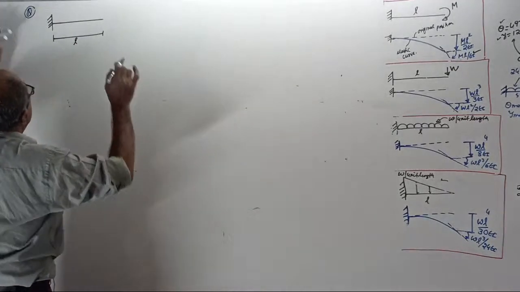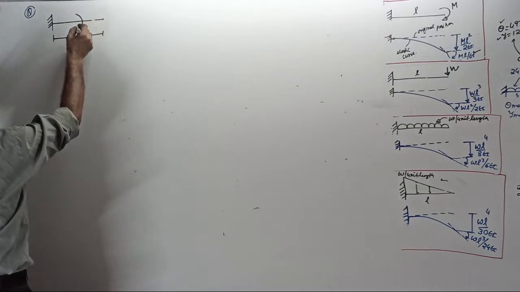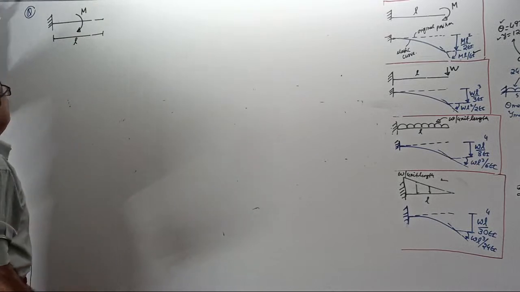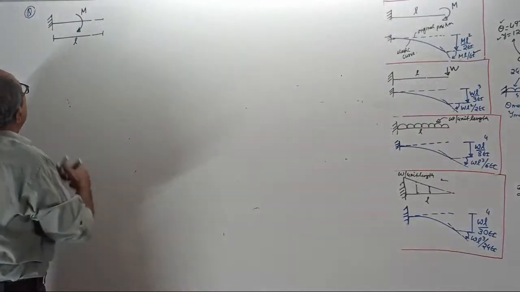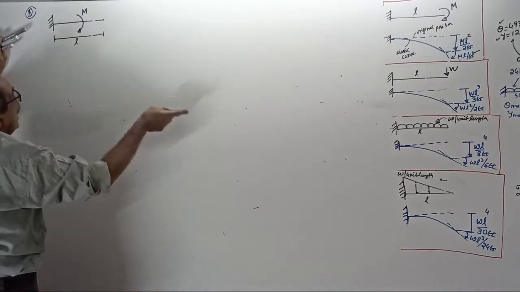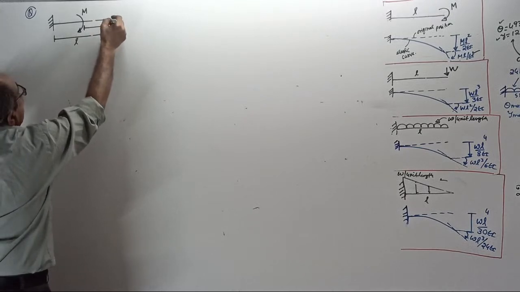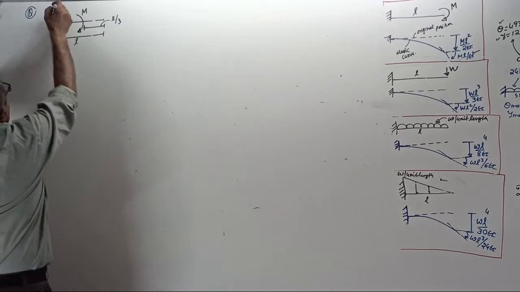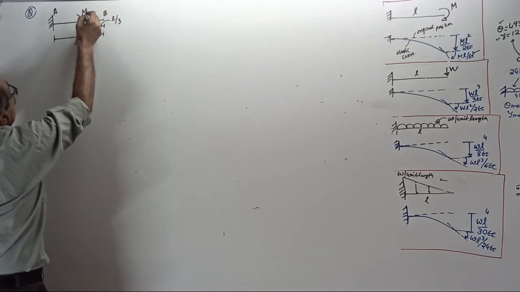Then see, there is a clockwise couple M on the north side. Usually they give the center. Center I will not give because if it is the center, these two are equal. Let it not be equal. M at L by 3 from the free end. So this point I will call A, this point I will call B, this point I will call C.